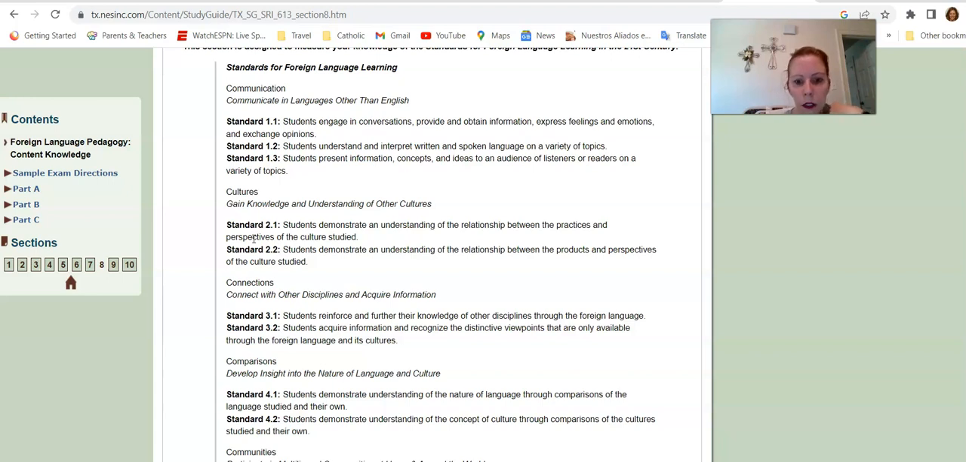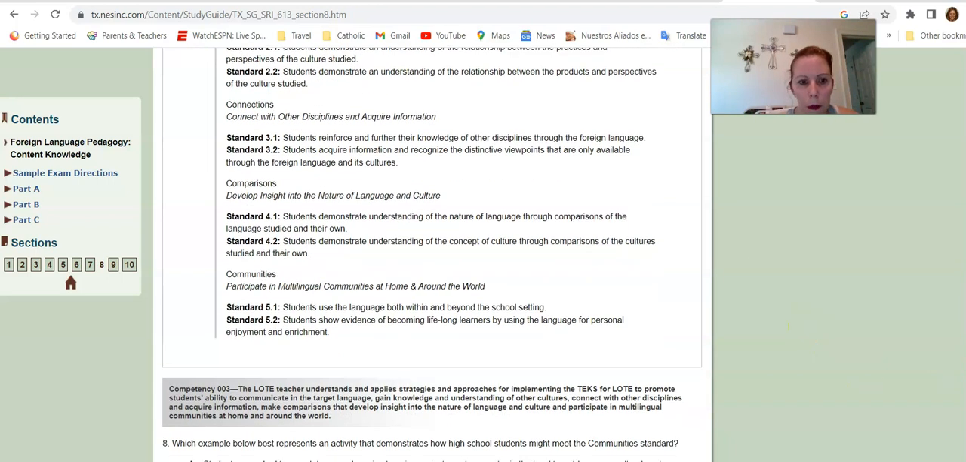Okay, comparisons. These are straightforward. 4.1 is comparing L1 and L2, language 1 and language 2. 4.2 is comparing somebody's own culture to the target language cultures. So comparisons is very straightforward.